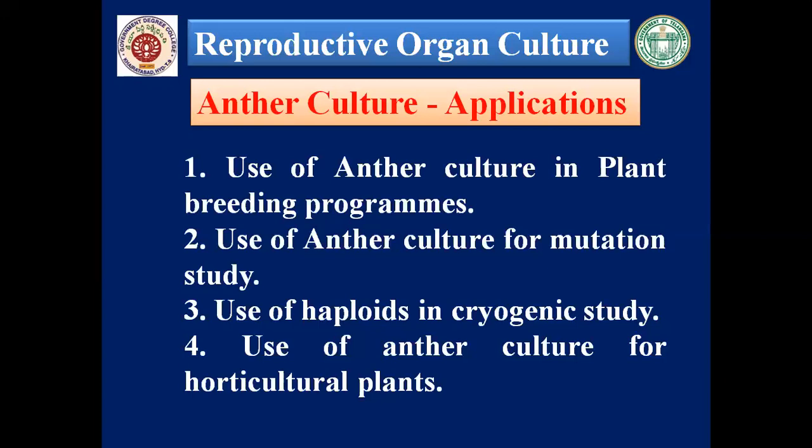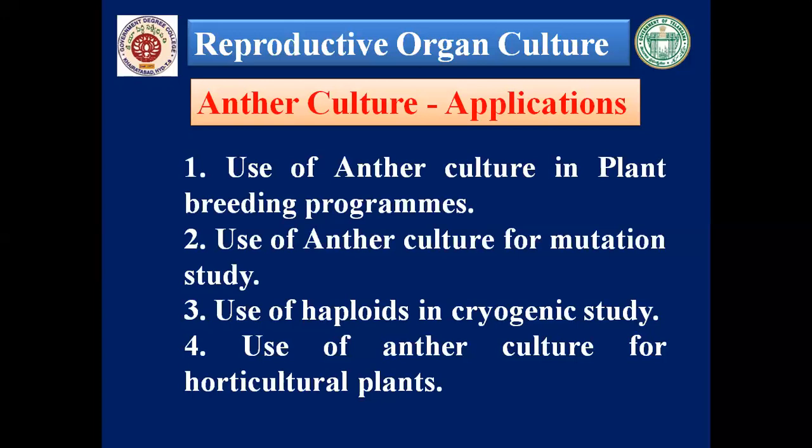Next, last is the use of anther culture for horticultural plants. Freesia is a horticulturally important plant. It propagates vegetatively by means of underground corms, and normally it takes 8 long years to produce a clone. But this can be achieved very quickly by the anther culture technique. So instead of taking 8 long years to produce a clone, using this technique we can get the clones or haploids within a short period. So this is another application of the anther culture technique.